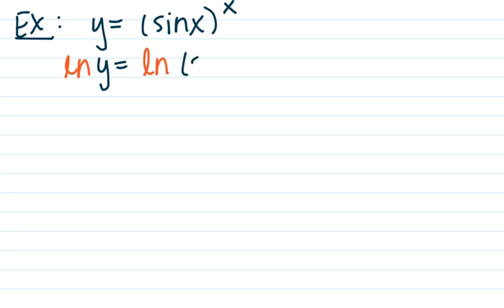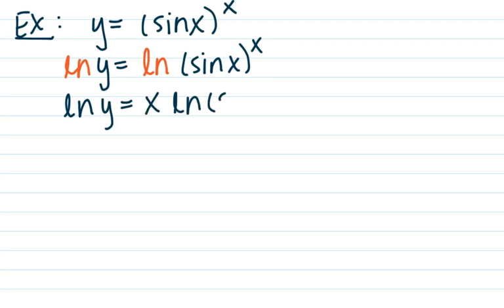Alright, so what we're going to do here, I'm just going to clean it up first before I actually start deriving by bringing down the exponent. So now we have x ln of sine of x. So we haven't done any deriving yet. This is just doing some manipulation with our algebra. So now I'm going to actually derive it.